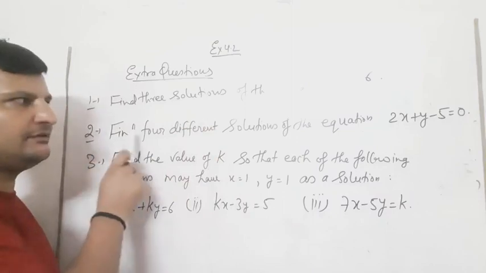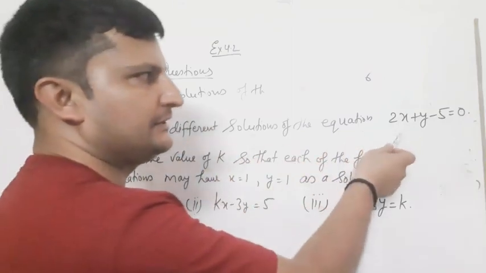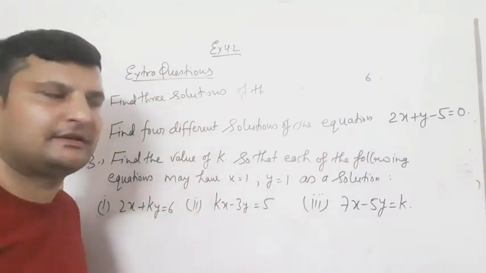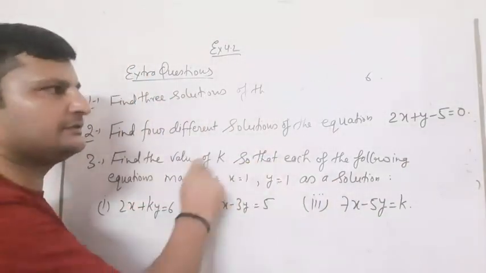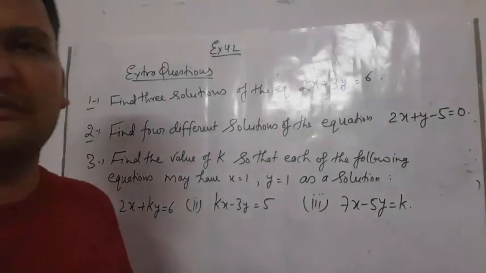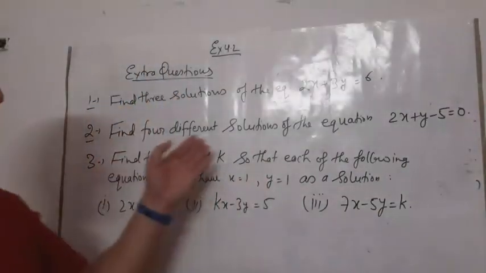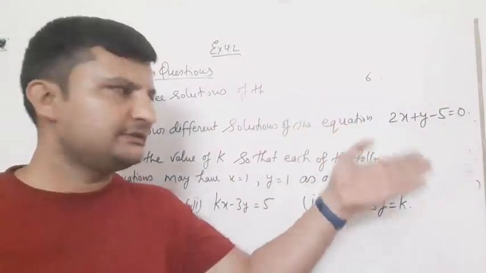In the second question, you have to find four different solutions of this equation. The equation given is 2x plus y is equal to minus 5. Now you have to find the four solutions of this equation. You can put any of the values I have told you. So you can find the four different solutions of this equation.